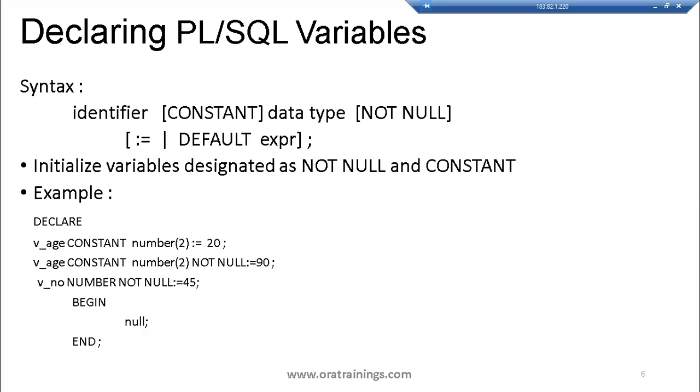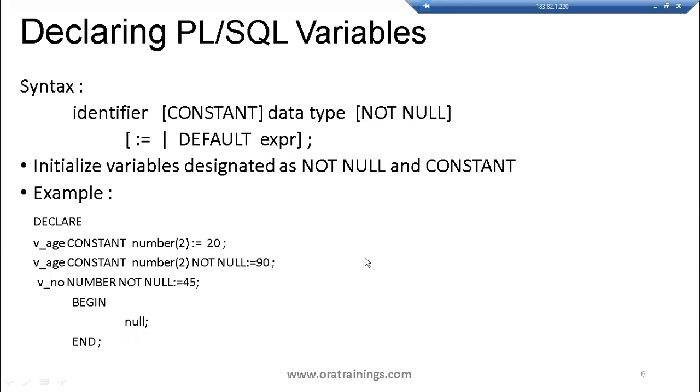Here, if you observe a few examples, in the first one we consider the declare section, and we declared a variable with the name v underscore age. We mention it as constant, number of 2. Number is nothing but an integer or a numeric value. We mention the size is 2, the number of digits you want to consider. To assign a value, we have to use colon equal to. We mention the value, then semicolon.